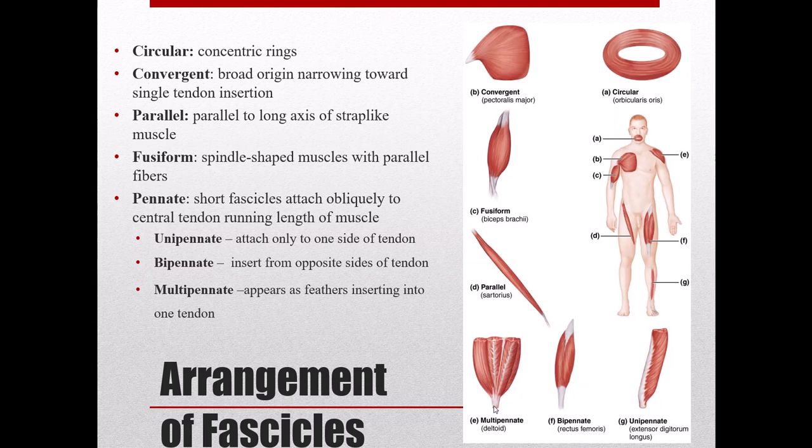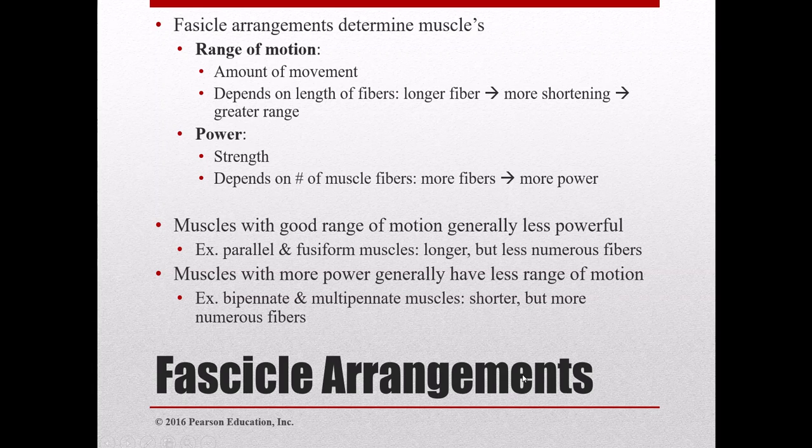And so these different shapes of muscles will affect their range of motion, i.e. the amount of movement they can do, and then their power, their strength. The range of motion depends on the length of the fibers. If you have a longer fiber, it can do more shortening and thus give you a greater range of motion. Power depends on the number of muscle fibers, right? If you can get more fibers, then you can get more power.